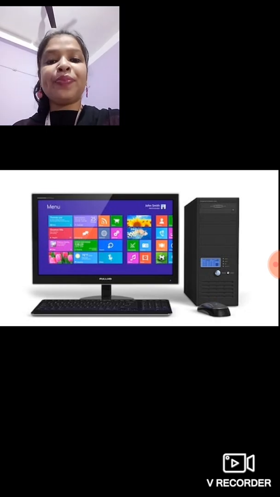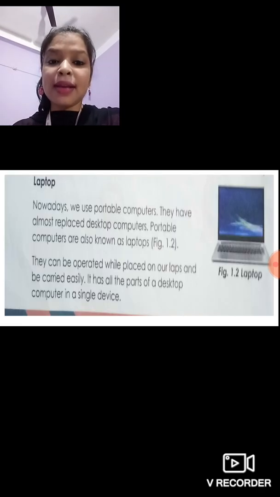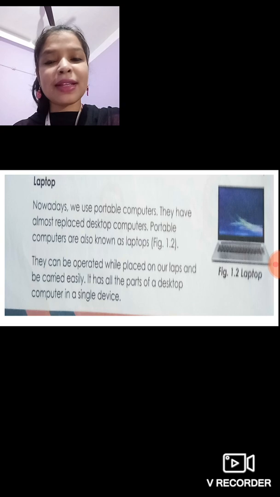The next is the laptop. Nowadays, we use portable computers. They have almost replaced desktop computers. Portable computers are also known as laptops. The first word we have to learn is portable. What do you mean by portable? Portable means something that is easy and small to carry around. Anything that is small and easy to carry around.